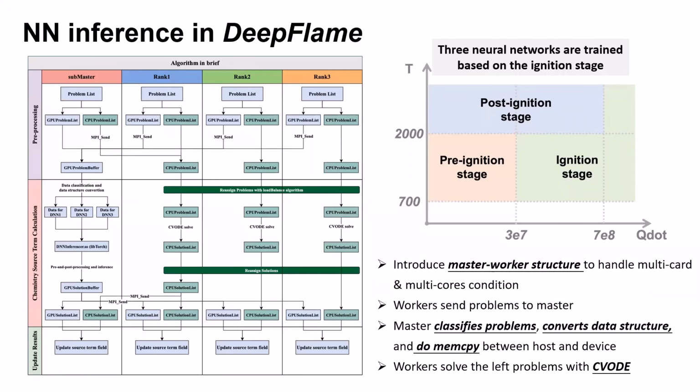So we introduce a master-worker structure to handle this situation. At first, the workers, these 3 ranks, send the problems to the master, and the master classifies the problems like this, converts the data structure from fields in OpenFOAM to torch tensors, and does memory copy between CPU and GPU. At the same time, the workers also need to do things. They will solve the left-over problems with CVODE. The left-over problems are cells with temperature lower than 700 Kelvin, which can be solved very quickly. We don't need to do inference for them anymore.